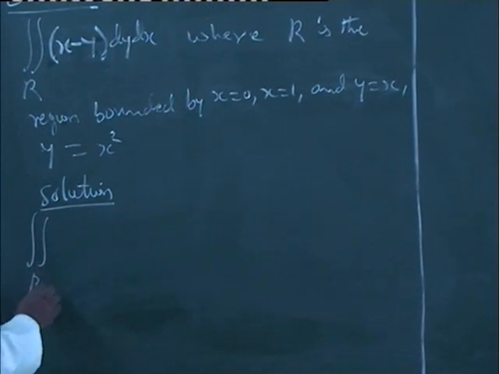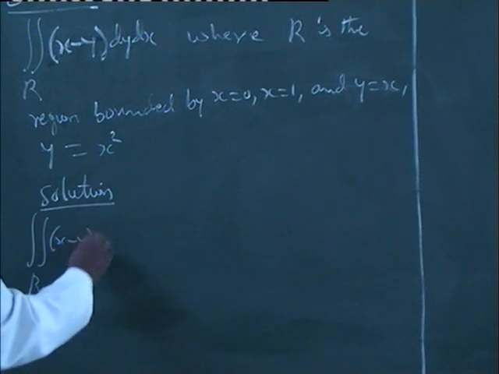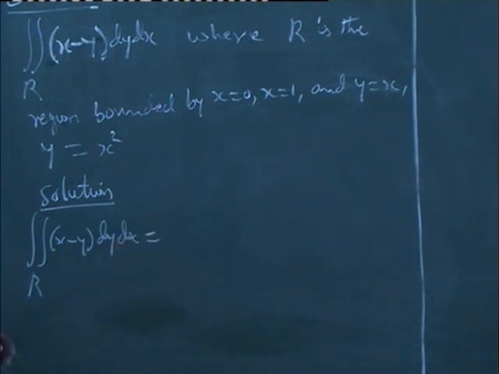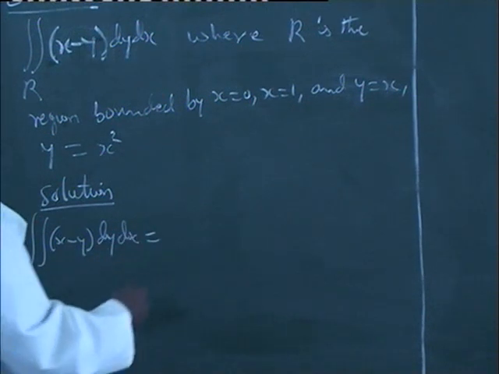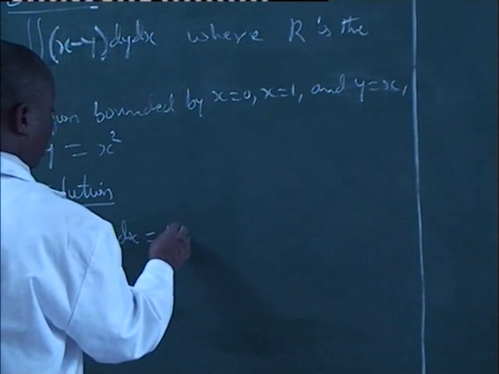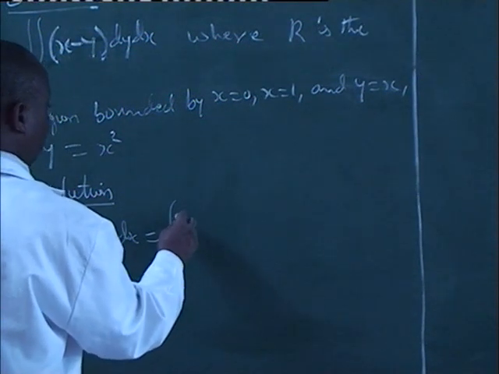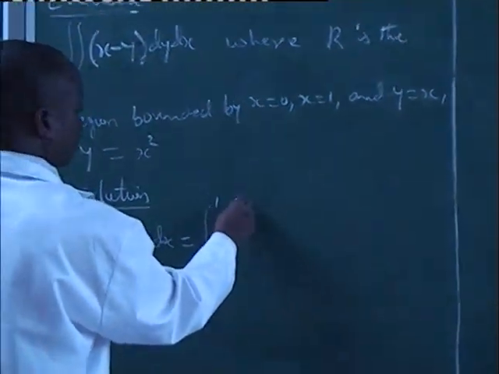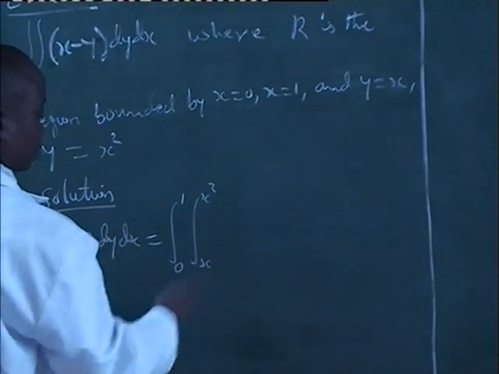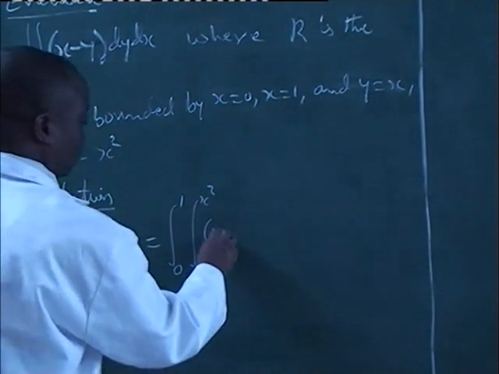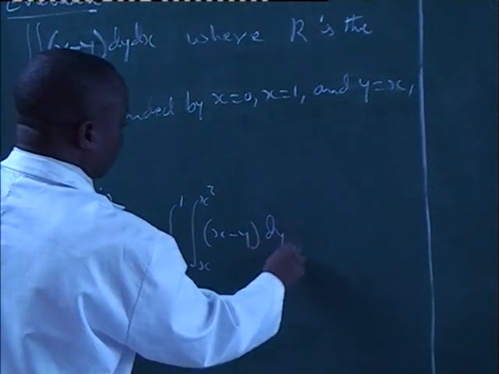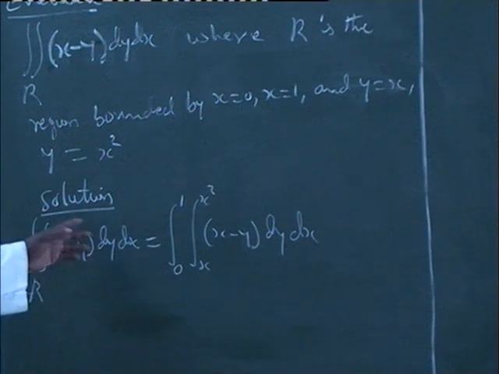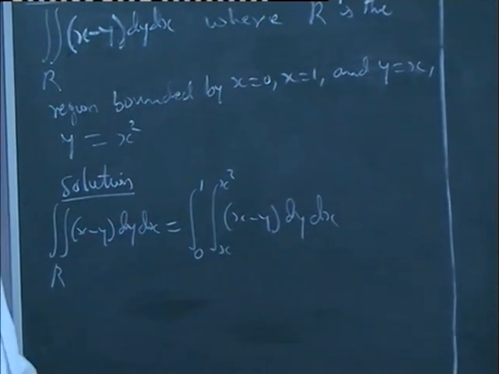the double integral over R of x minus y dy dx. By our definition, this will be equal to the double integral from 0 to 1, then from x squared to x, of x minus y dy dx. That is how we define the double integral. The region now will correspond to this.